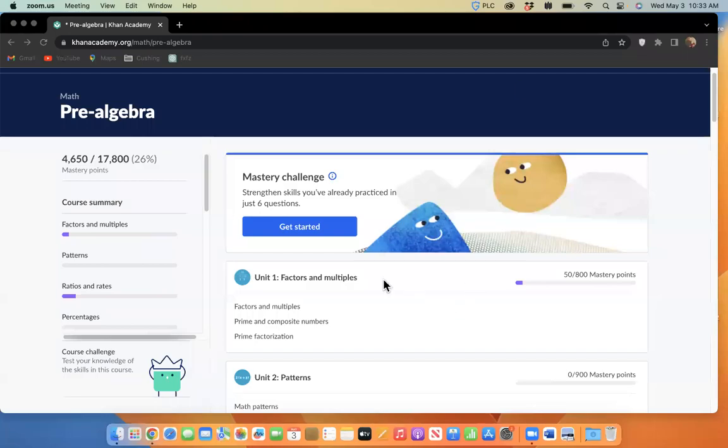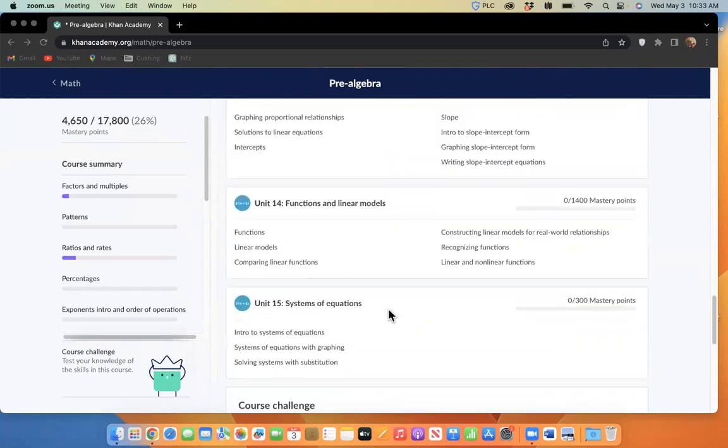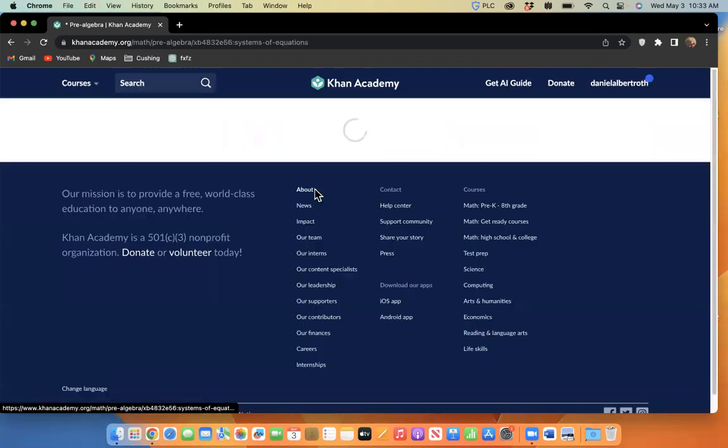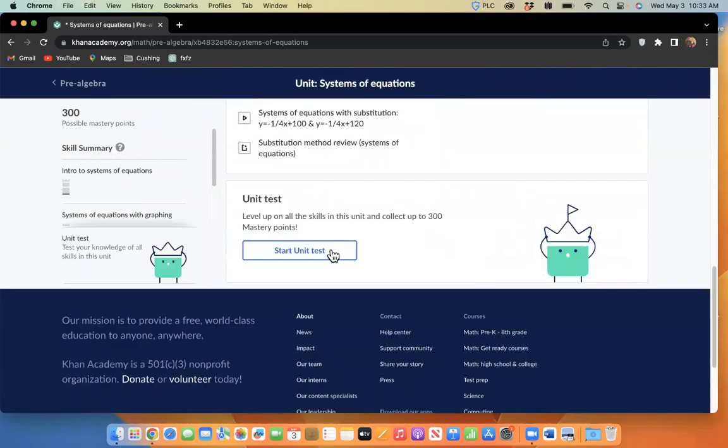Hey everyone. So today we're in the pre-algebra class on Khan Academy. I'm going all the way down to the bottom to the Unit 15 test on systems of equations. Just scroll down, and today we're going to take the unit test.